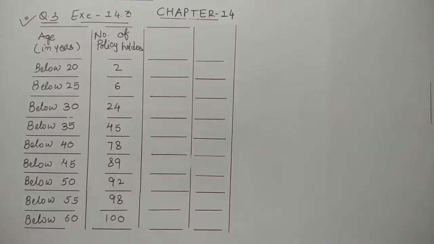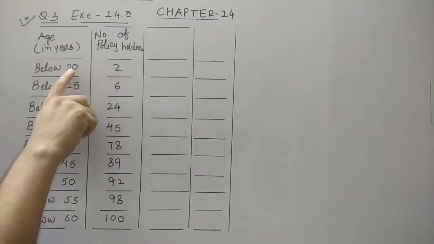It is said that a life insurance agent found the following data for the distribution of ages of 100 policy holders. There are a total of 100 policy holders who have taken a policy. Calculate the median age, so we have to find the median. If policies are given only to persons having age 18 years onwards but less than 60 years. So the data is given here. There are only 2 policy holders whose age is less than 20.